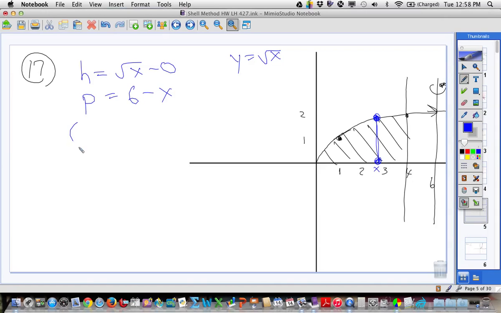Okay? So 2 pi, 6 take away x, times square root of x, and the strip fills the space from 0 to 4. It doesn't go all the way to 6. The strip only goes from 0 to 4.